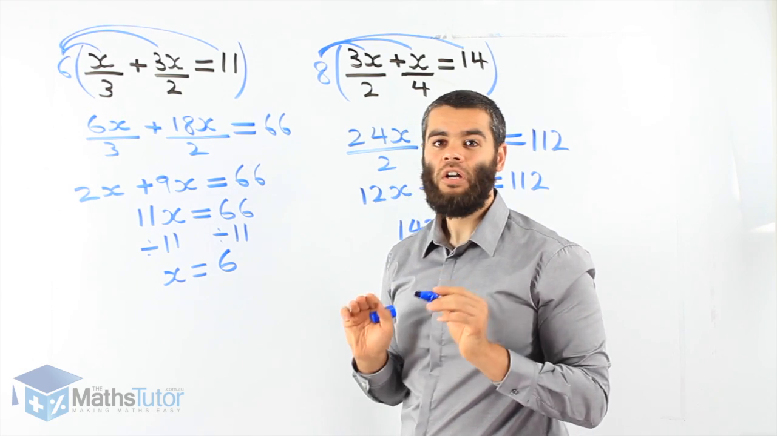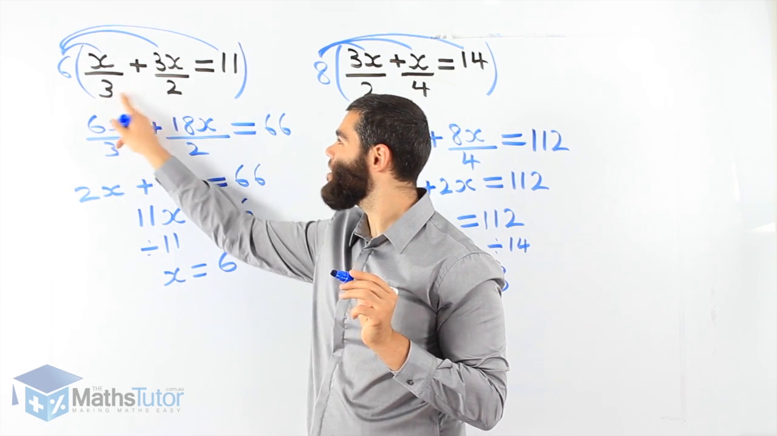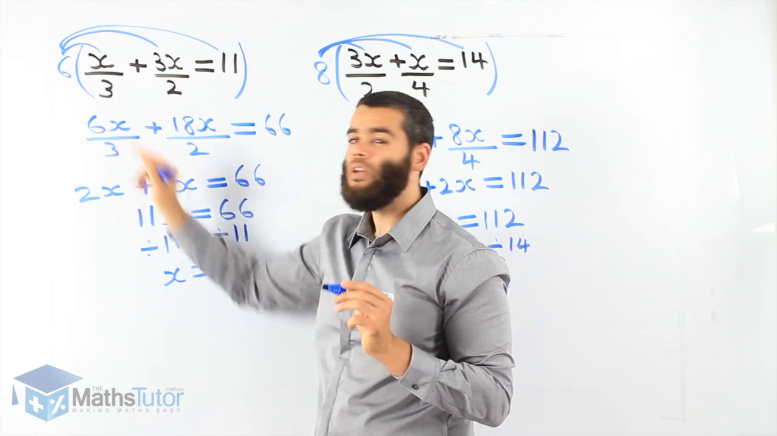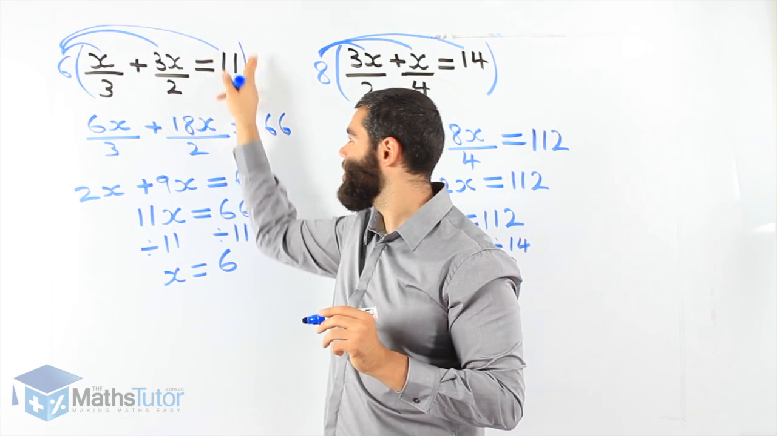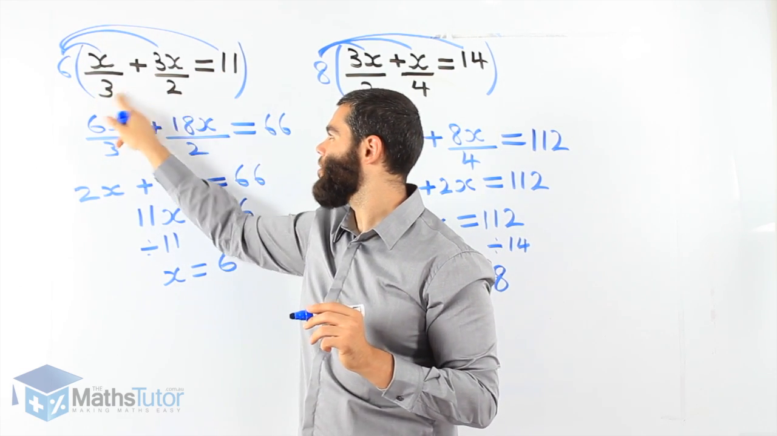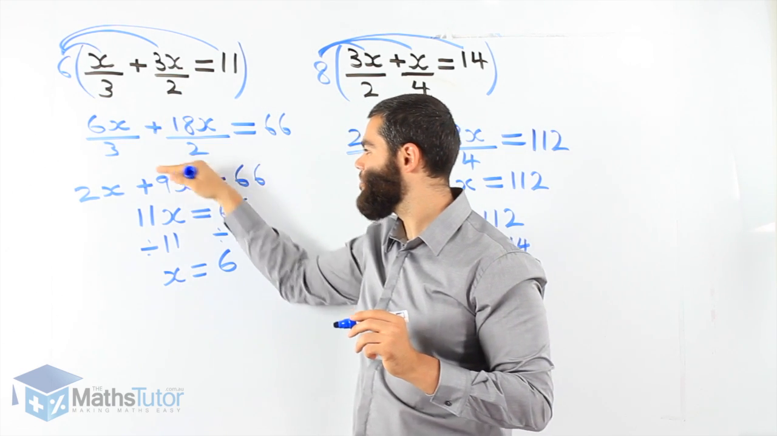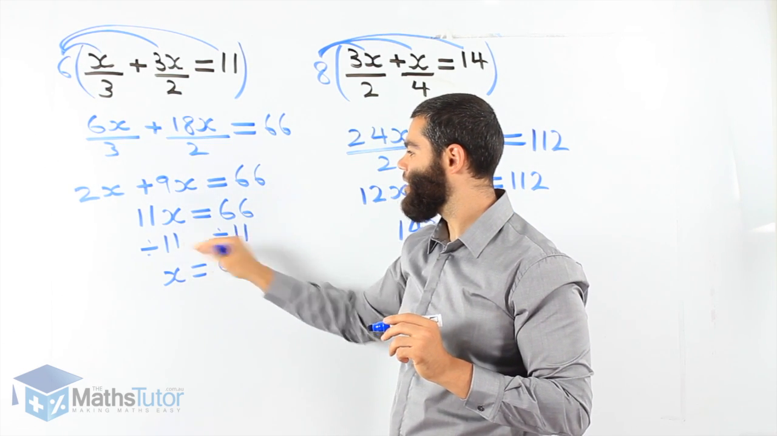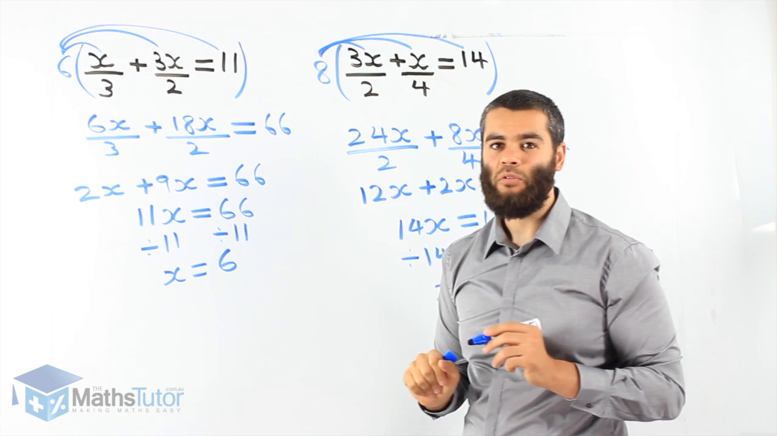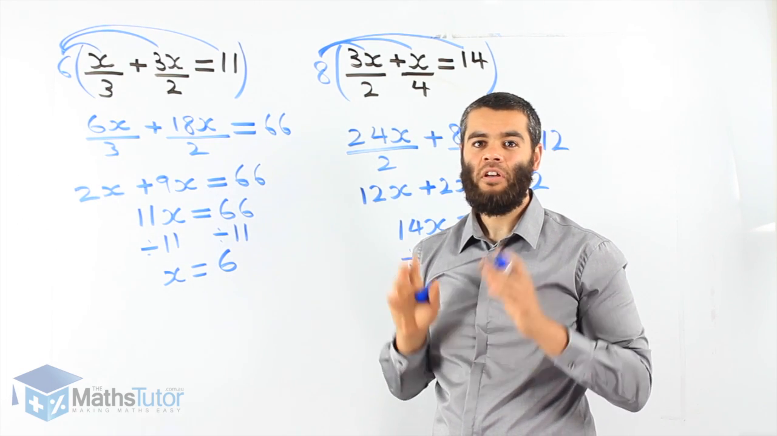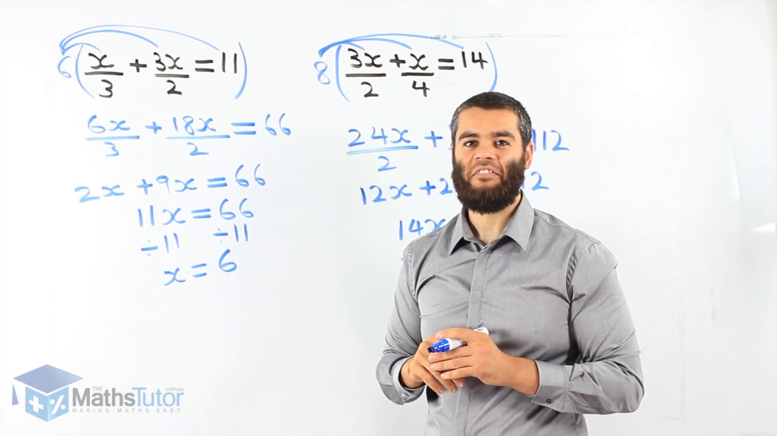Again, look for the denominators, multiply them together, 3 times 2, and multiply the whole equation by 3 times 2, which is 6. And just simplify, collect like terms, and work it out. x equals 6. Let's do 2 more examples. Hopefully after them, you'll become a master.